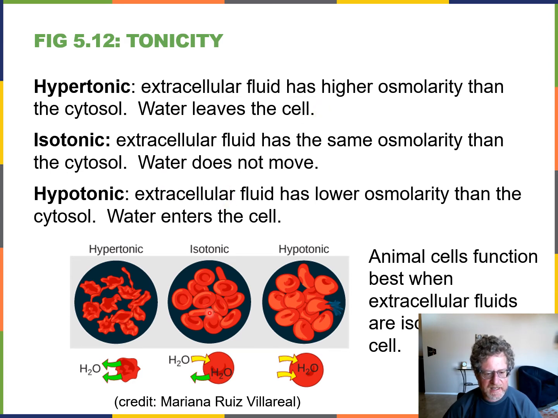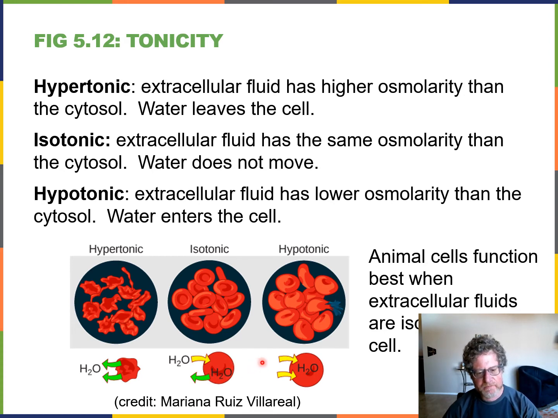In the second case, this is what animal cells like. Animal cells like to be bathed in a solution that's of equal concentration as what's in the cell. And so there's no net movement of water. Although water is moving in and out, it moves in and out equally.